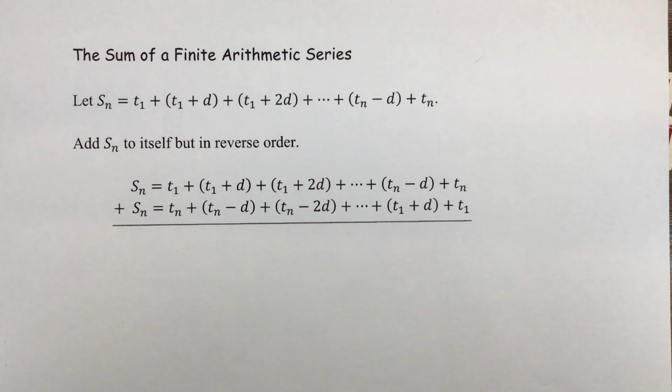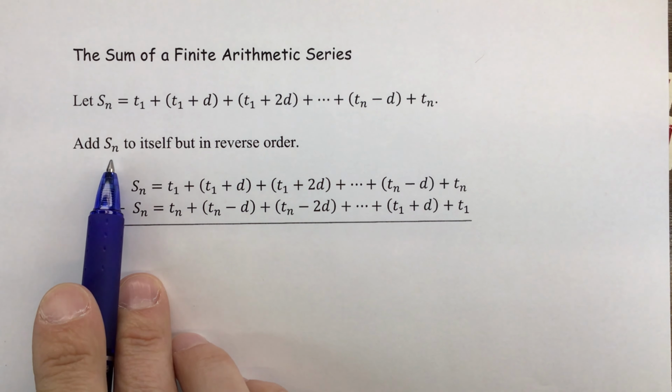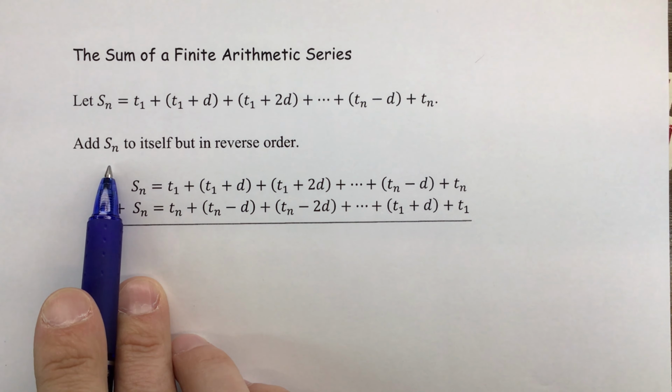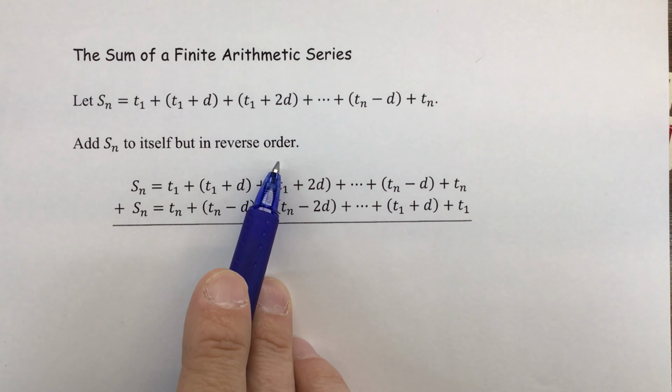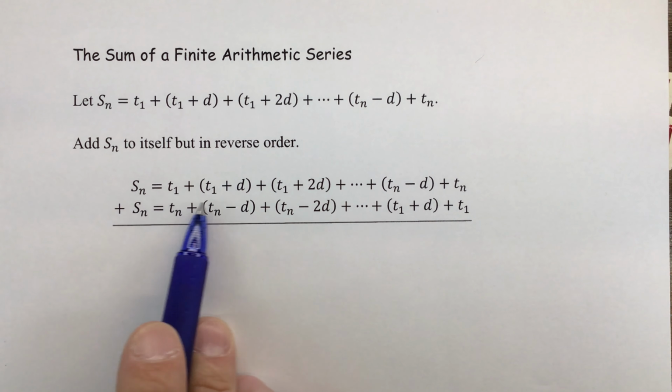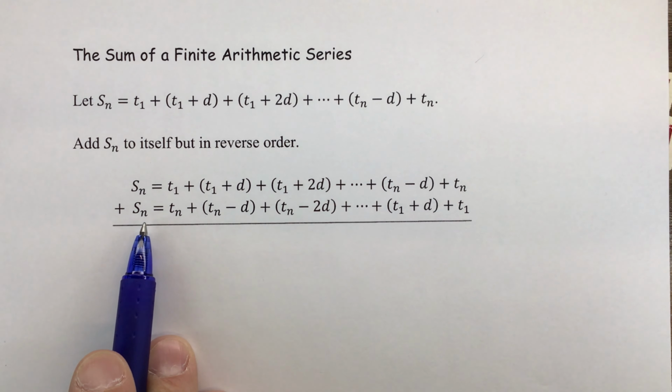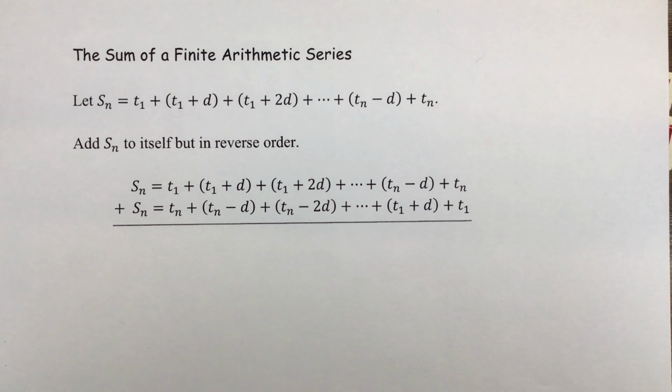Now, how to develop a formula that would allow us to add all of these terms together without really needing to generate each of those terms. Here's the trick to it. What you're going to do is take Sn and add it to itself, but in reverse order. So here's Sn as written above, and here's Sn written backwards, and we're going to add them together here.